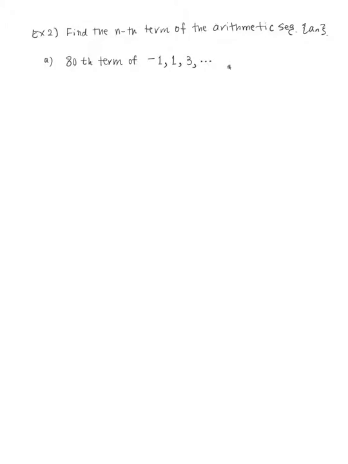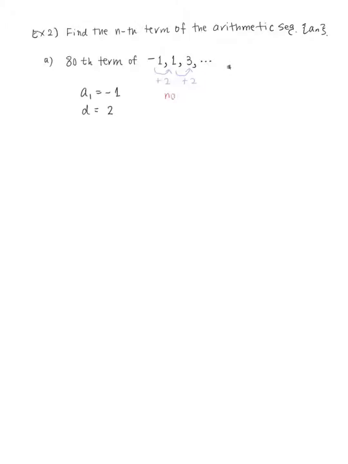So let's first try to compute the common difference. So from here to here, what do we need to do? Add 2, and then 1 to 3, we need to add 2. So it looks like our common difference is going to be 2, and the first term, which is a sub 1, is negative 1. d is 2. Now to find the 80th term of this sequence, we need to use this formula here.